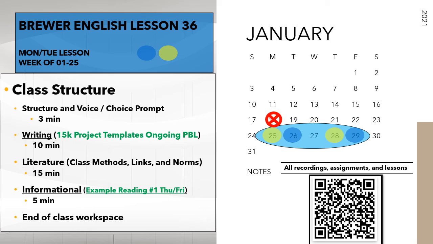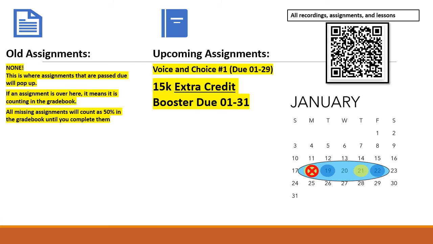Real quick, on the right side of the page is the calendar. The red X is over a day off. It's MLK Day. Red X's will be days off, and we'll have the week that we're in the circles. The picture QR code on the bottom right hand corner will take you straight to the living syllabus for this course that has my contact information in it, as well as all of the recordings, readings, and links to lessons for the entirety of our second semester. So that's a good document to have.